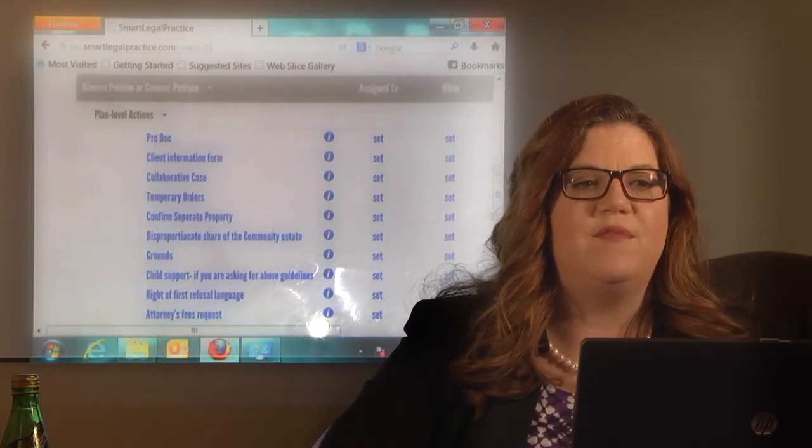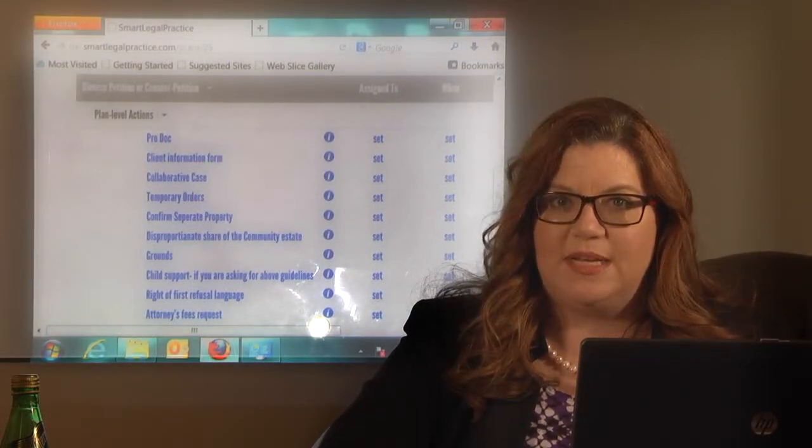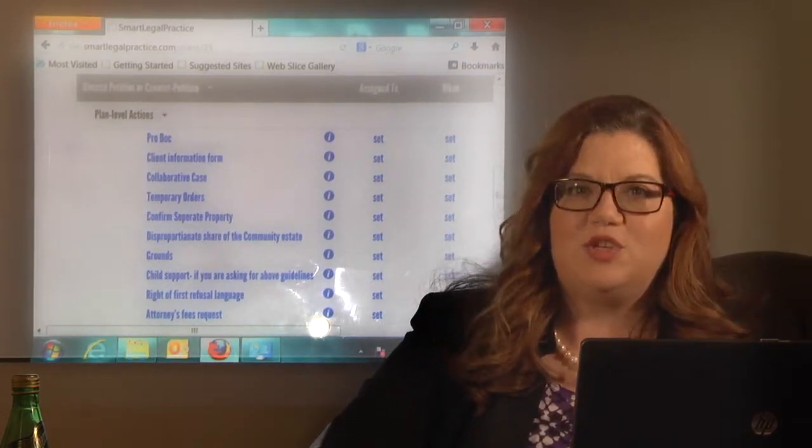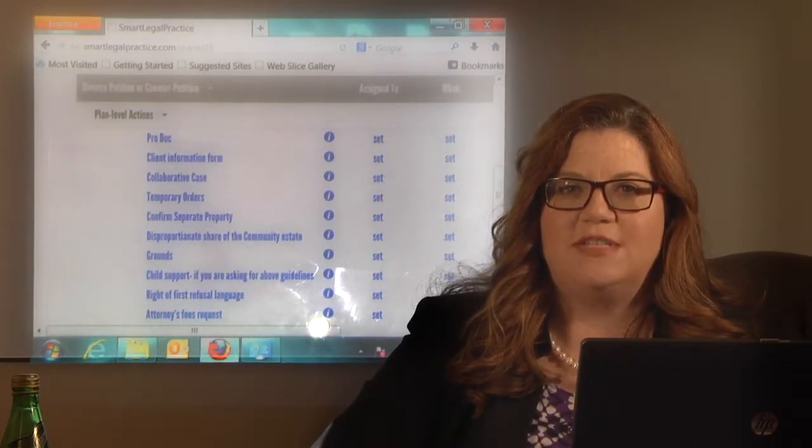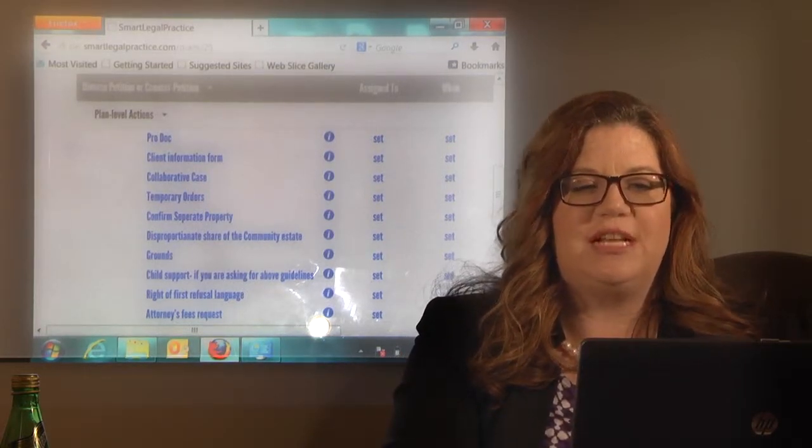Let's talk about our template for divorce petitions or counter petitions. It's good to have a checklist when you're drafting, or when someone else in your office is drafting, and I'll take you through our checklist.